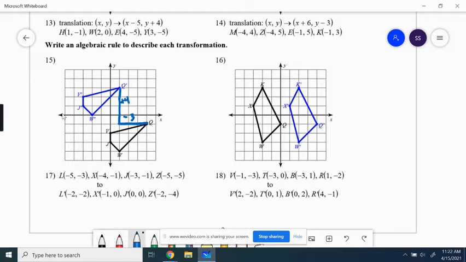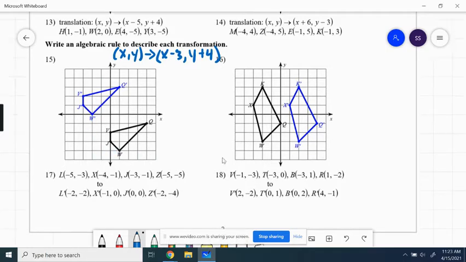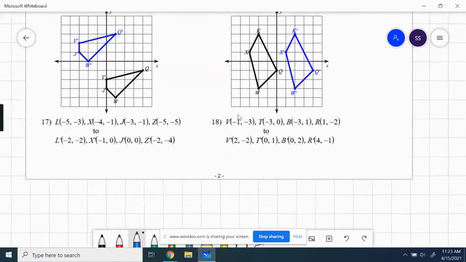Okay, so what I'm doing is I'm taking my X, Y, and what I'm doing is I'm taking X and I'm subtracting 3, and then I'm taking my Y value and adding 4. All right, so we should check that with another point, make sure it's the same. So how about we go with W? I go to the left, 1, 2, 3, up 1, 2, 3, 4. That lands right on W prime, so I know this is correct. All right. So you guys should be able to do the same thing for 16.